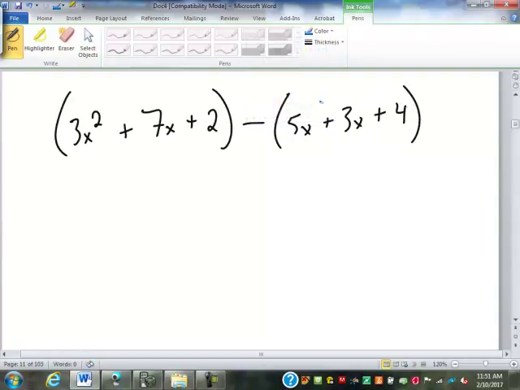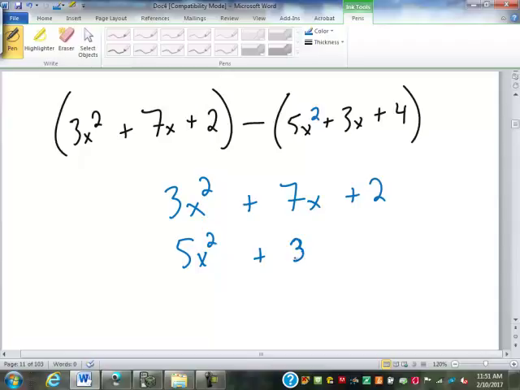The results may not all be positive, but it's going to start out the same way. 3x squared plus 7x plus 2. We line up, that's supposed to be an x squared there. Line up the 5x squared with the 3x squared, the 3x with the 7x, and the 4 with the 2. This time, however, we are subtracting down the columns.